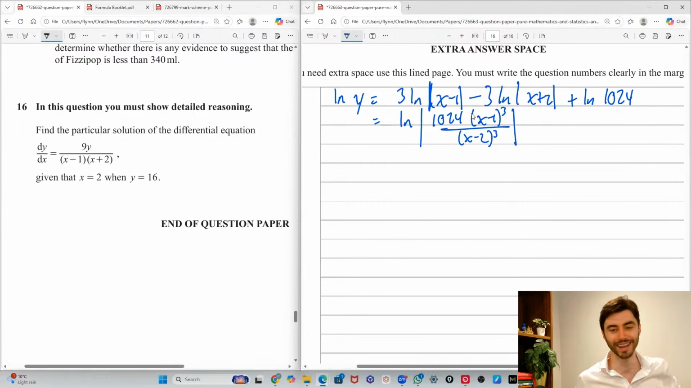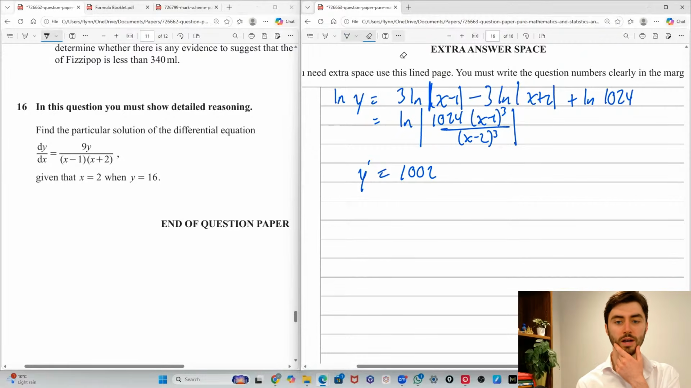It's log laws. If you don't understand that, really practice your log laws because that's important. So if you're adding logs, you multiply the arguments. If you're subtracting logs, you divide the arguments. So that means that y is equal to this monstrosity.